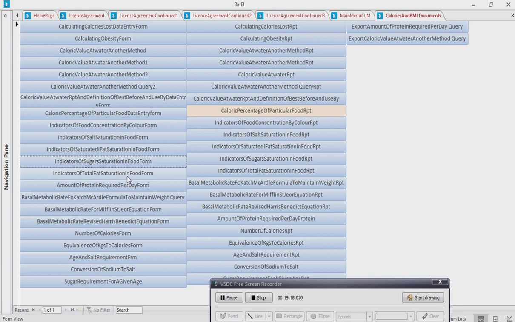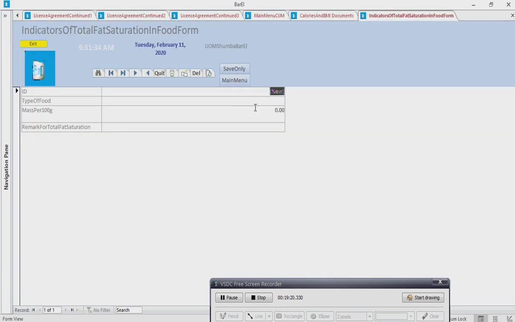Indicators of total fat saturation. If it's 0.1, it means it's fat free. If it's 4, normal. 6, normal. 8, normal. 12, it's high.